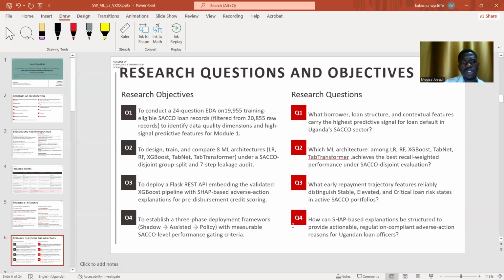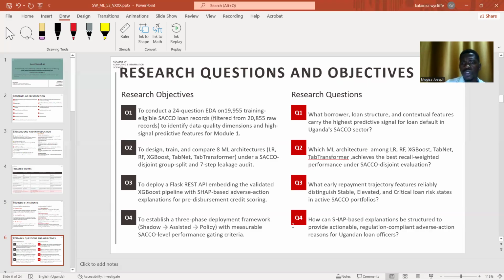So our research question objectives. The objectives we have are to carry out exploratory data analysis, train and compare these models and select the best, deploy an API for usage, and also establish the deployment framework, which takes in shadow mode, assisted, and policy.